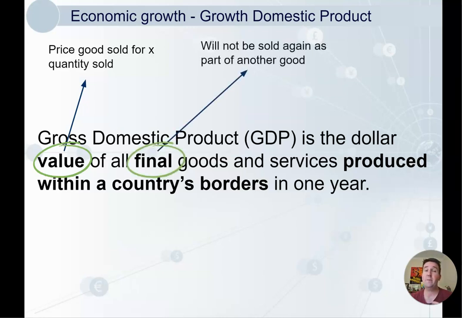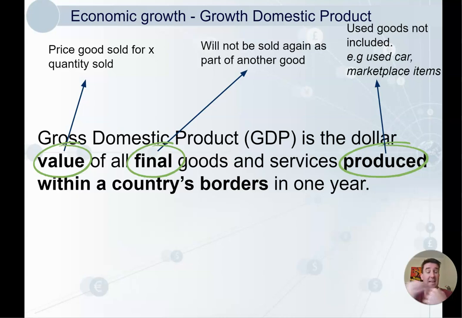Final goods, they have to be final goods. So it will not be sold again as part of another good. So we only count the ones that go to consumers. We don't count the ones that go to producers to be sold as part of another good, right? That doesn't count. Otherwise, what would happen is we would count the same production twice. We'll go into that. That's not what we want to do. We want to be accurate about what is being produced in an economy.